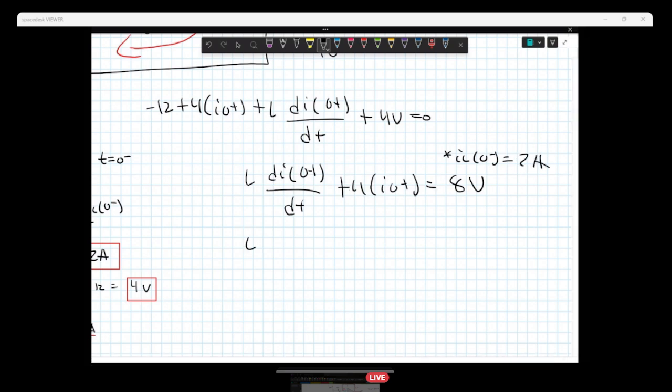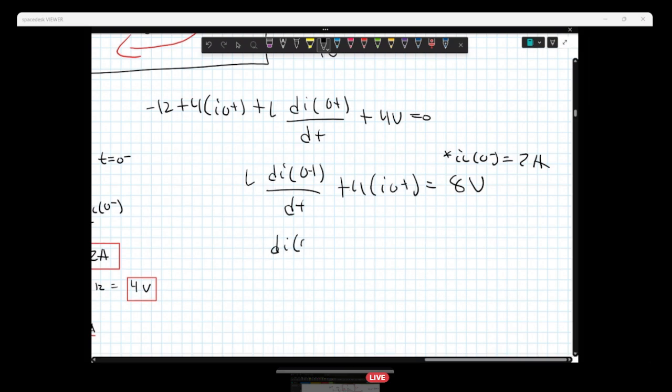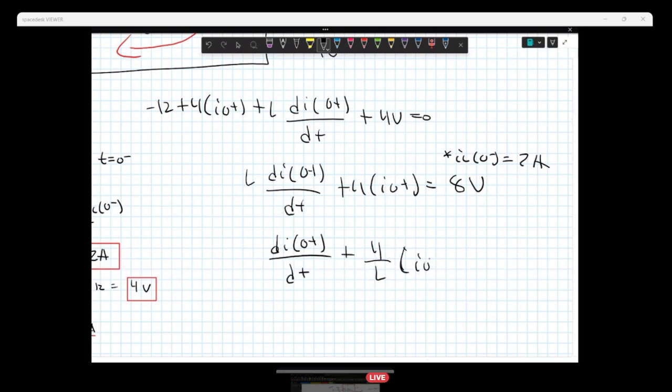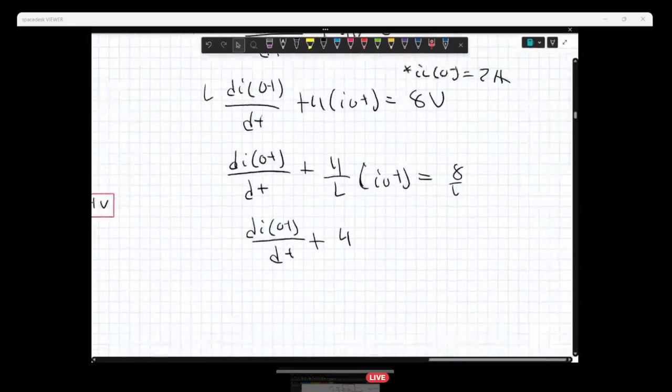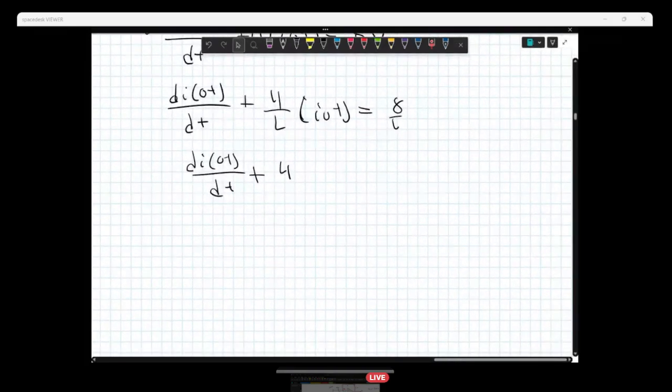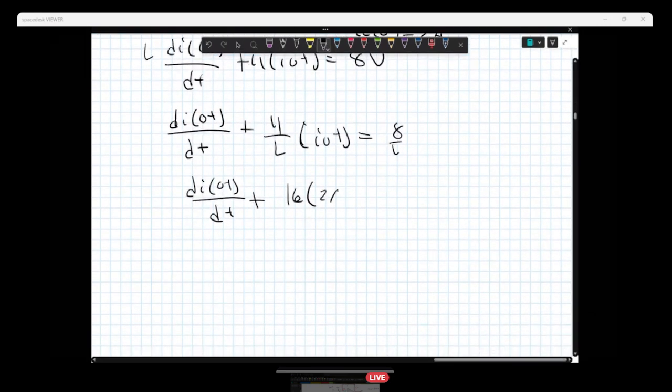So I get L, di of 0 plus over dt plus 4 over L equals 8 over L, and I = 2. What's L? L is 0.25. 4 divided by 0.25 is 16. It's 2A. 8 divided by 0.25 is 32.